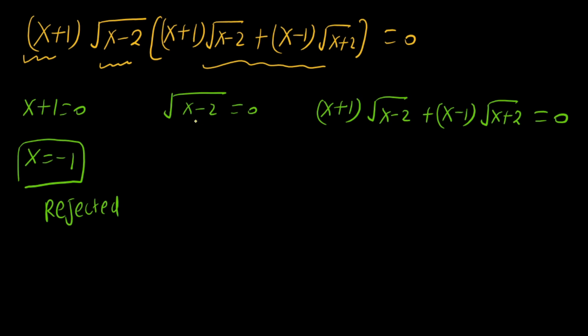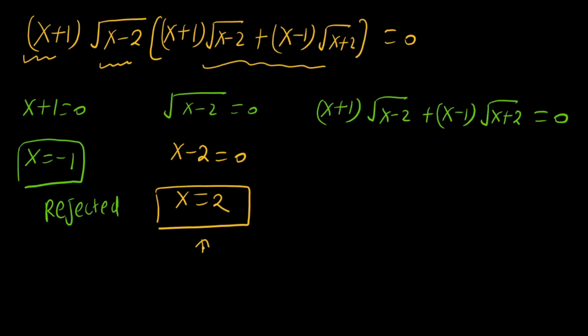Now if we square both sides, then x minus 2 is equal to 0, then x is equal to 2. If we put x equal to 2 in the given equation, then this value of x equal to 2 is satisfied. So this is our solution.